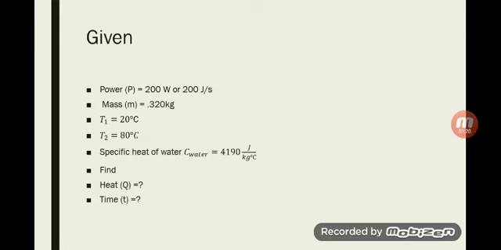mass, which is 0.320 kg, temperature 1, which is 20 degrees Celsius, and temperature 2, which is 80 degrees Celsius, and the specific heat of water, which is either given or something you have to search for, which is 4190 joules per kilogram degree Celsius. And lastly, the power, which is relevant for the second equation, which is 200 watts, or to make it easier for us to understand where to put it, 200 joules per second. Now we're trying to find heat, which is Q, and time, which is T.